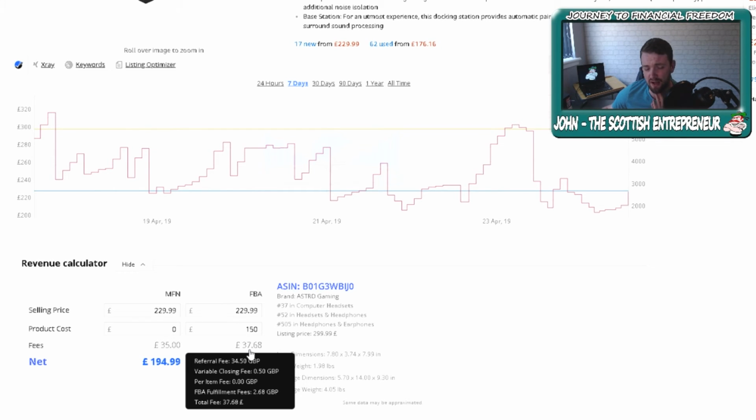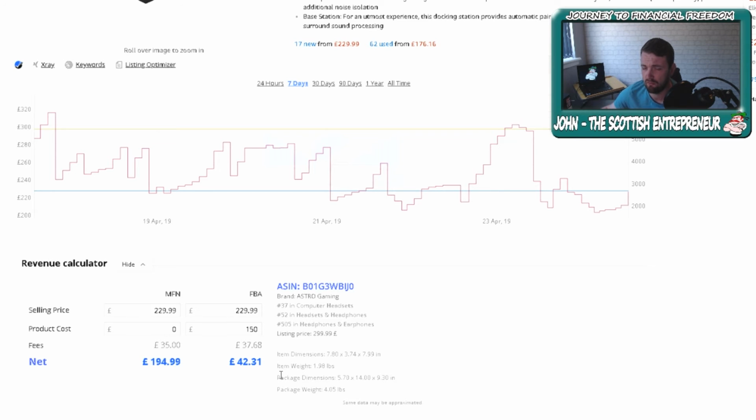So the fees are a little bit high, estimated around £37.68. The net profit is £42.31, so still a really good profit there, and this would be an extremely quick seller. Okay, that would be a very, very quick seller. So yeah, it's down to the individual. For me personally, I would definitely buy that and resell that, and hopefully I would sell that within the week. I'm making £42 profit within the week.